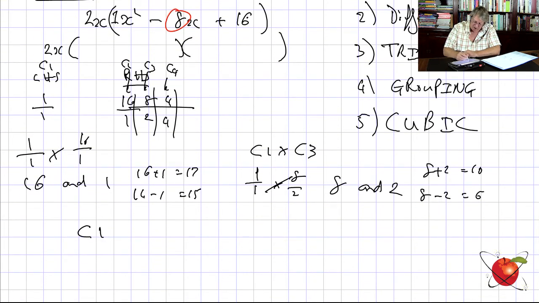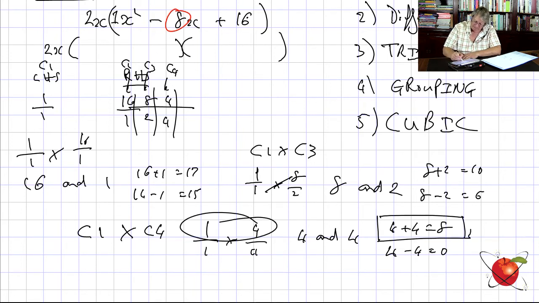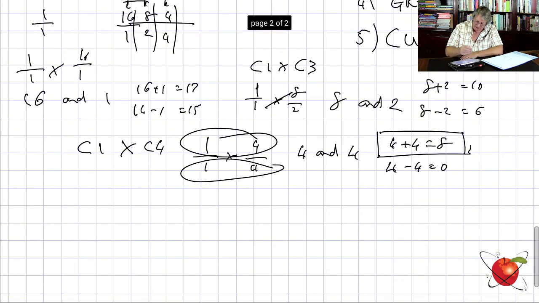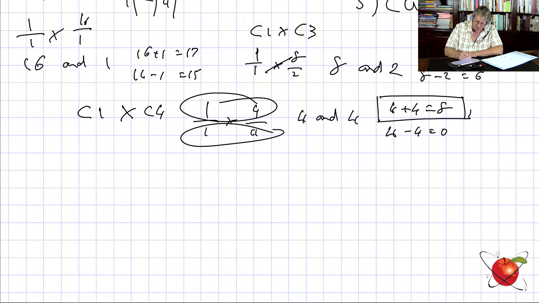Now the last one is column 1 cross multiplied with column 4, which is 1, 1 times 4, 4, which gives me 4 and 4. 4 plus 4 is equal to 8. Yes, I've got it. 4 minus 4 is 0. Here's my number. So this is my top bracket, my left and my right brackets. So what have we got now? On the outside is my factor. I've got to read it. 2x is on the outside, bracket, bracket.